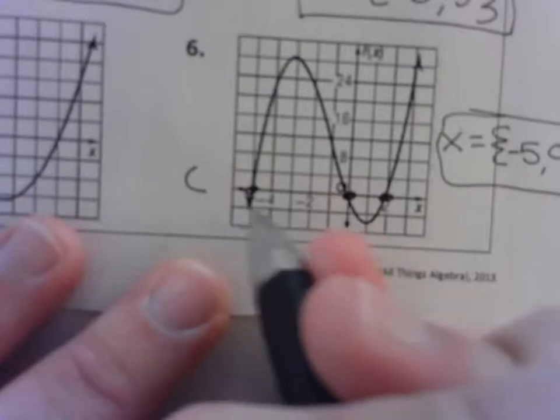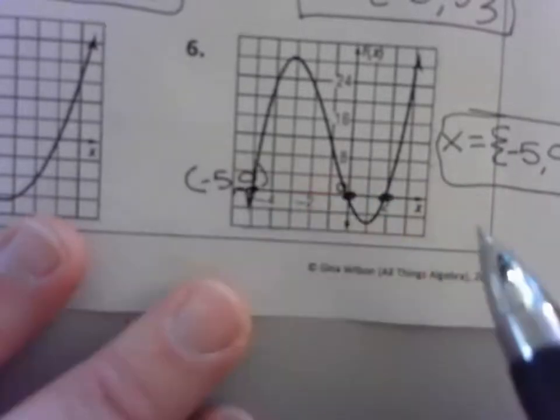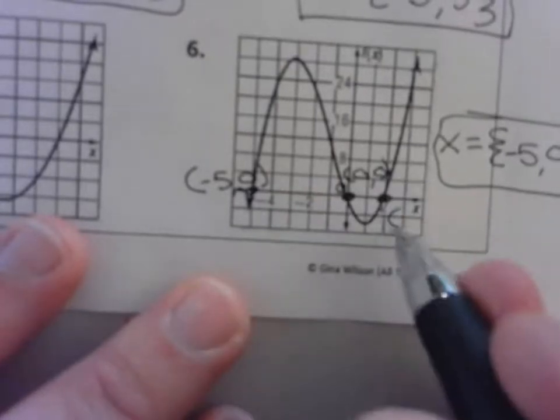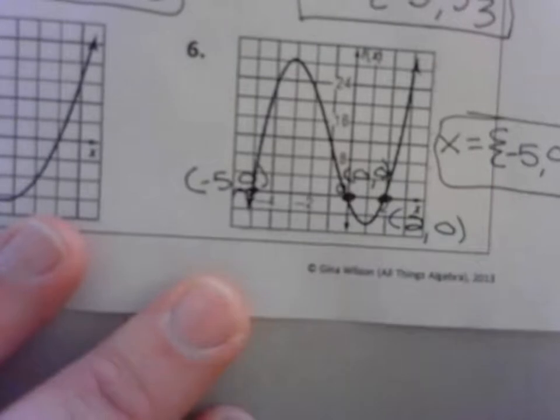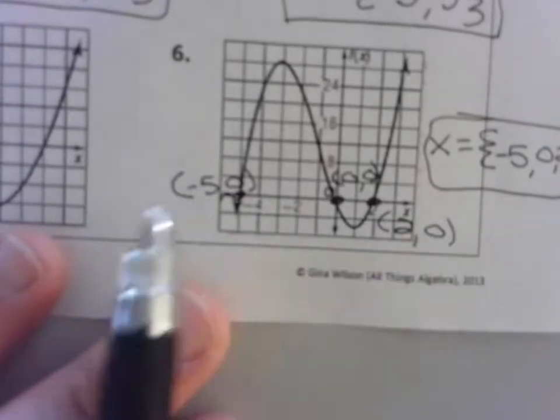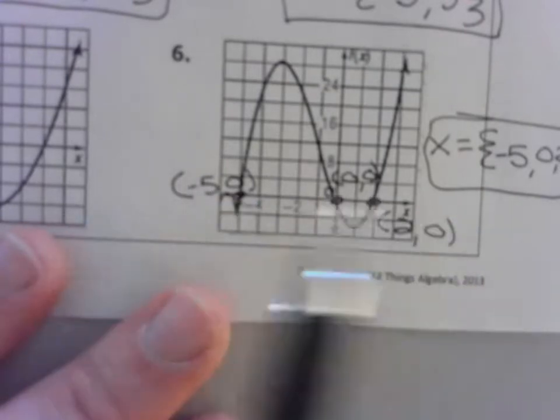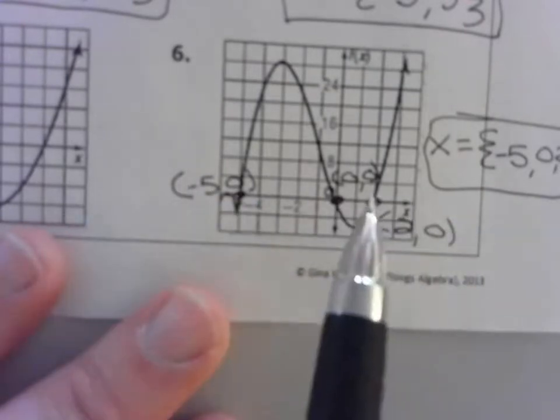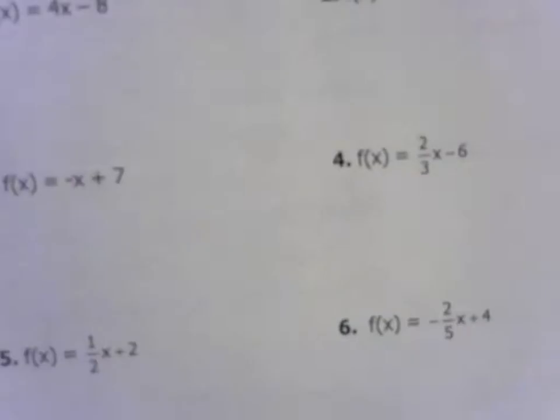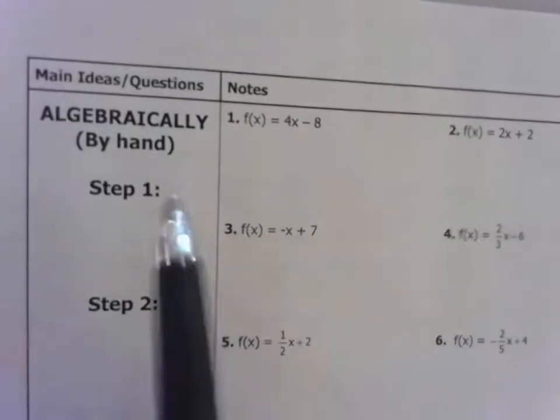Think about these 3 points. This is -5, 0, if I wrote down the ordered pair. This is 0, 0. And this is 2, 0. So what is the y value? Anytime I'm looking for the x-intercept or the zeros, it's on the x-axis. So what do I know about the y value for any point on the x-axis? It's 0.